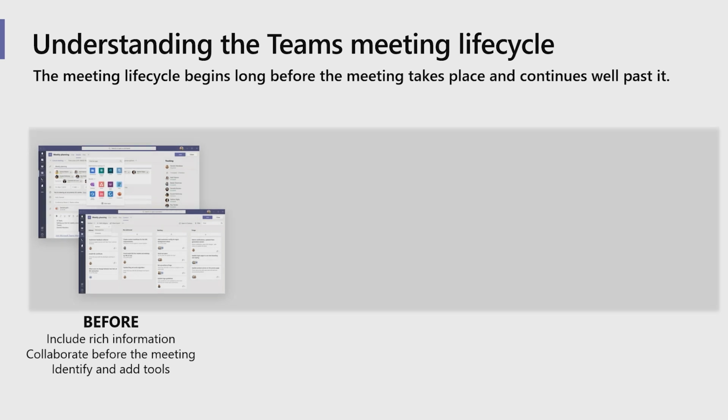I want to talk a little bit about the meeting lifecycle. A meeting isn't just that call that you all jump on and then it ends and that's the end of the meeting. A meeting lifecycle begins well before the meeting actually starts and ends well after the meeting actually ends. Before the meeting, you may think about who are the important stakeholders needed for this meeting. What tools or processes do I need to integrate to make the business goal that we're trying to accomplish actually happen? So you'll include rich information, collaborate beforehand, and identify and add the tools that you may need to be productive.